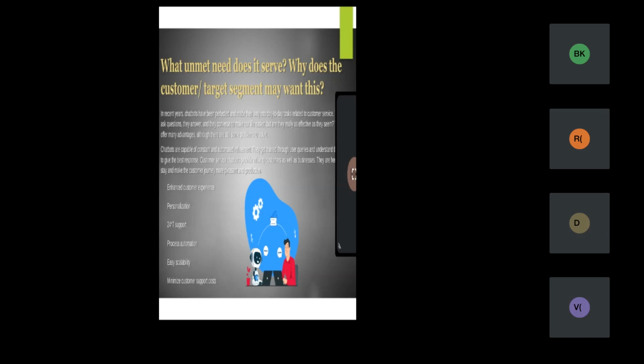Chatbots are capable of constant and automated refinement. They get trained through user queries and understand them to give the best response. Customer service chatbots provide value to customers as well as businesses. They are here to stay and make the customer's journey pleasant and productive. Enhanced customer experience, personalization, 24/7 support, process automation, brand recognition, easy scalability, and minimized customer support costs.